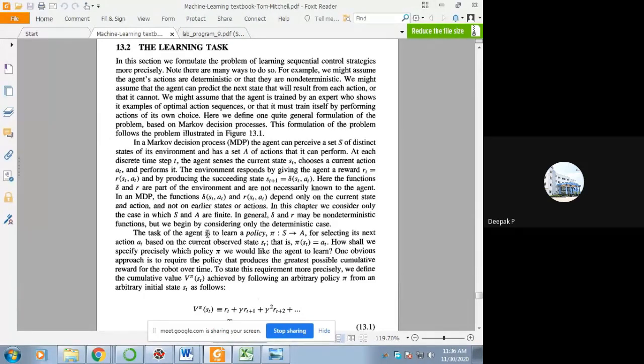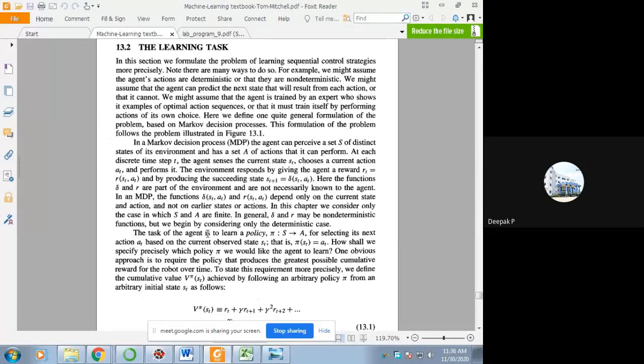So the functions delta and r are part of the environment, where the value of the current state and action are going to be loaded at that instant of time and not on the earlier state or action. We consider only this case as non-deterministic functions. These types of functions are called non-deterministic functions, but we'll first check what is deterministic.